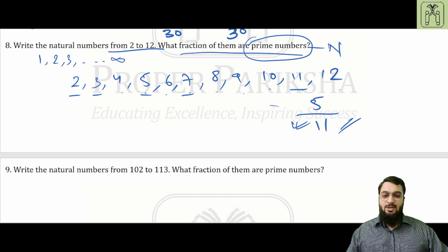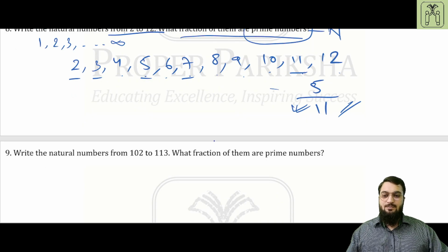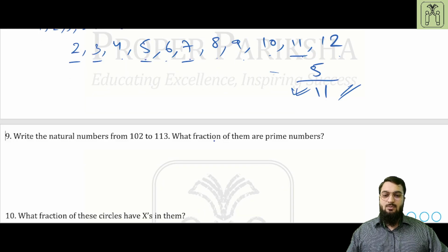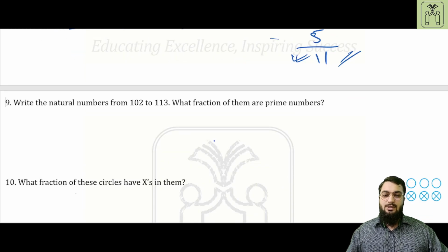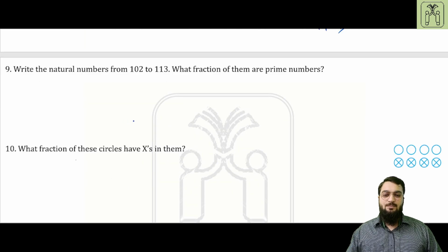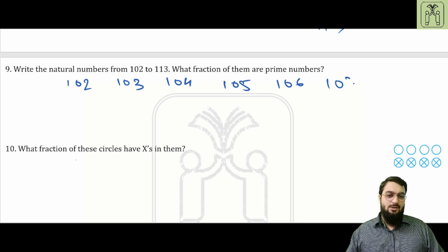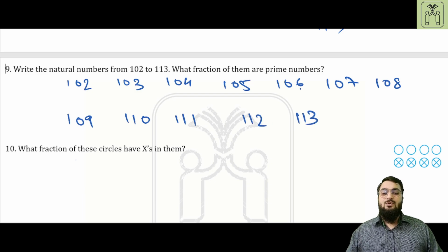Coming to question number 9. Question number 9 says, write the natural numbers from 102 to 113. What fraction of them are prime numbers? So 102, then 103, 104, 105, 106, 107, 108, 109, 110, 111, 112, 113. So what are the prime numbers?